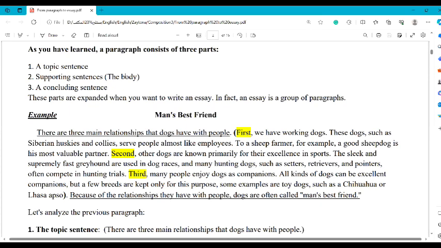Let's see the last part of a paragraph, which is the concluding sentence. And the concluding sentence must be a full sentence. Okay? It must have a subject, verb, and complement. Because of the relationships that they have with people, who are they? The dogs, right? Because of the relationships they have with people, dogs are often called man's best friend. You see the concluding sentence, it is so simple, and it summarizes all the ideas in the body. Okay, so we didn't mention any new idea. We make a summary of the paragraph by only one sentence, which is the concluding sentence. All right, is it clear?